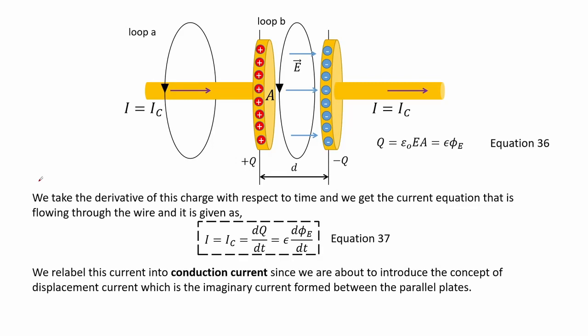We take the derivative of this charge with respect to time, and we get the current equation that is flowing through the wire, and it is given as equation 37. We relabel this current as conduction current, since we are about to introduce the concept of displacement current, which is the imaginary current formed between the parallel plates.